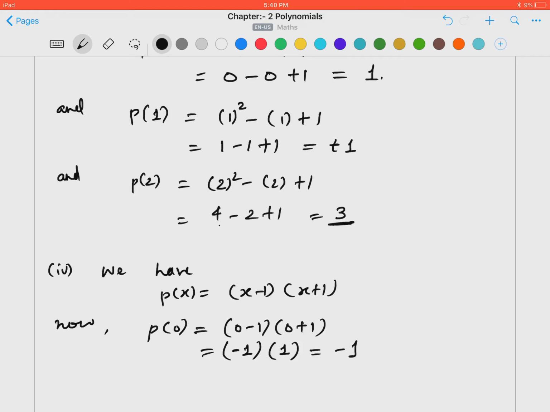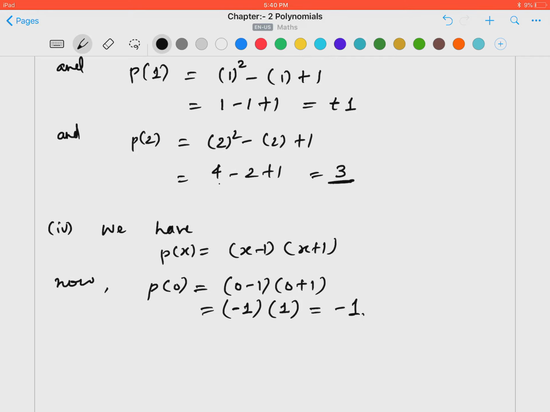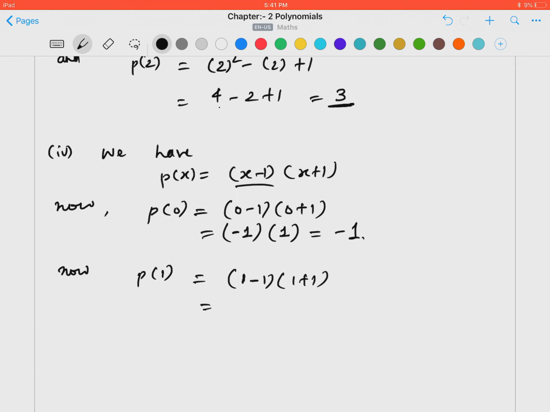Plus 1 into minus 1 is minus 1. So answer is minus 1 now. Now next we have to find p1. That means at the place of x we'll write 1. So in this x minus 1, we write 1 minus 1 and 1 plus 1. So 1 minus 1 is 0 and 1 plus 1 is 2. So 0 into 2 is 0.